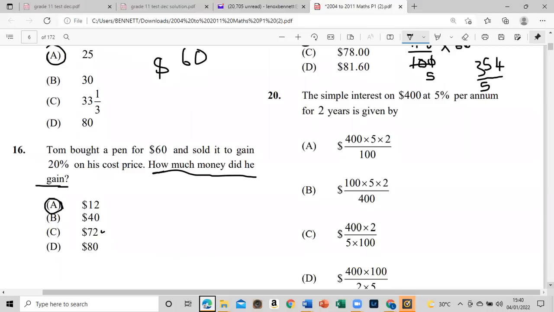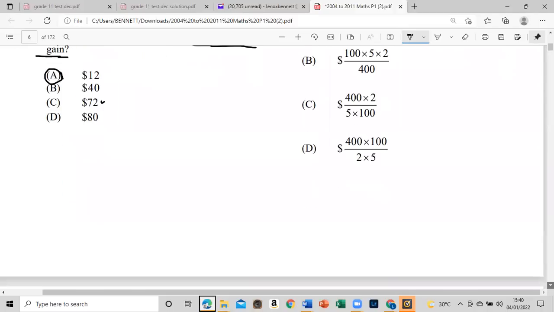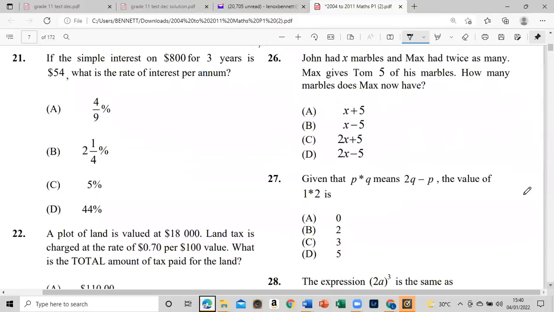Alright, the simple interest on $400 at 5% per annum for 2 years is given by, oh, simple interest. So simple interest is P times T times R, and the 100 comes from the rate, right? So basically we are looking at 100 there. Move this one. I have to go down further. Principal of 400 and that, and so on.